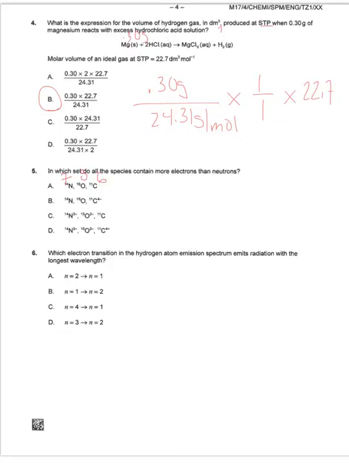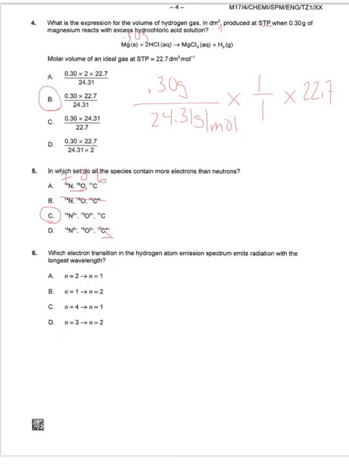So what I realize is nitrogen and oxygen are going to have to be negative ions in order for this statement to be true. So that means B is false. C and D are both possibilities, the difference being that in D, they've made carbon a +4, so now it no longer has more electrons than neutrons, so C is my correct answer.